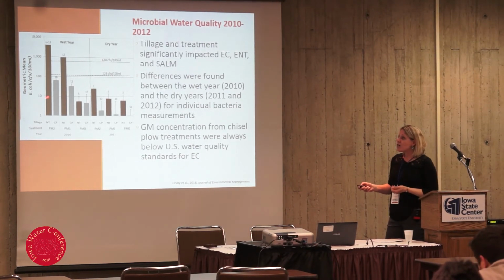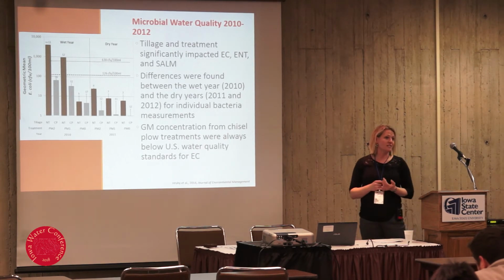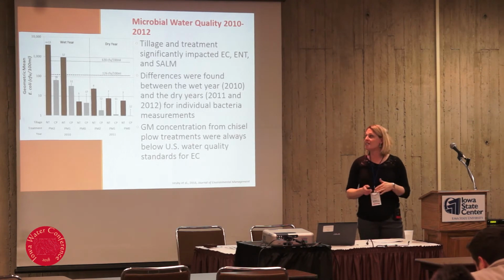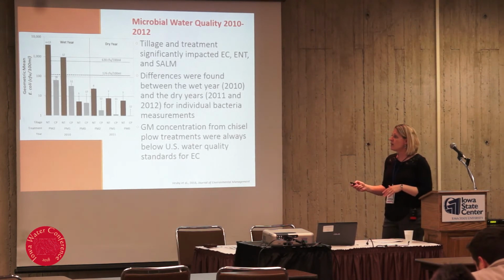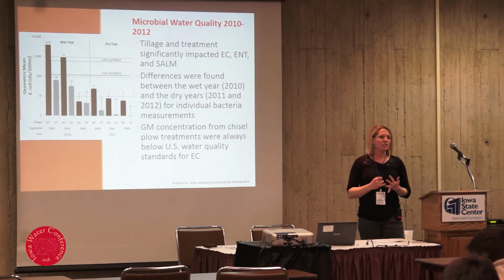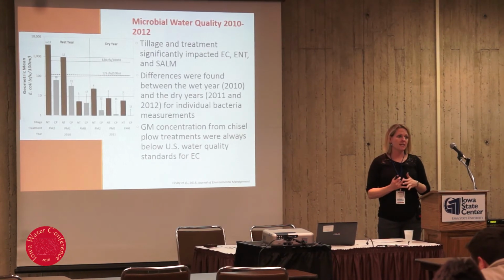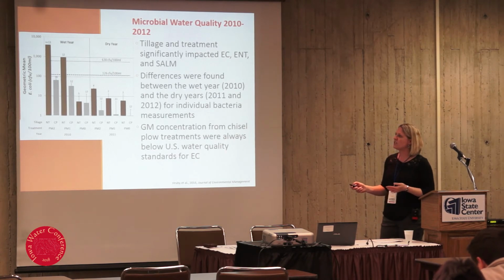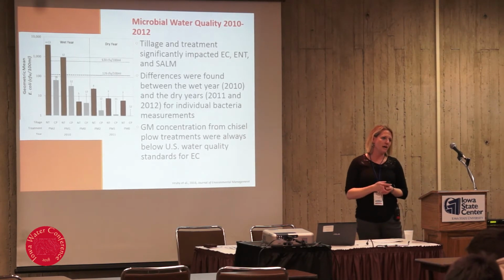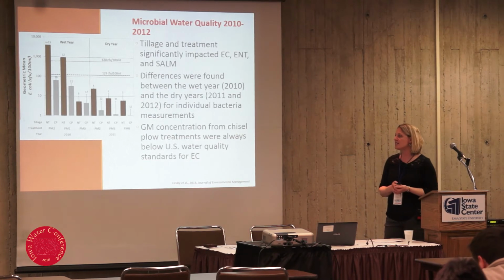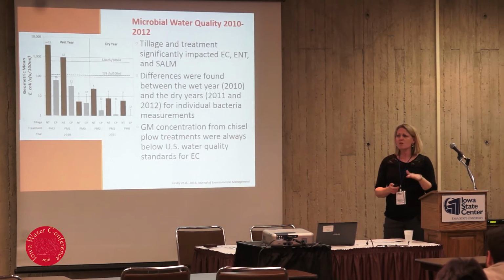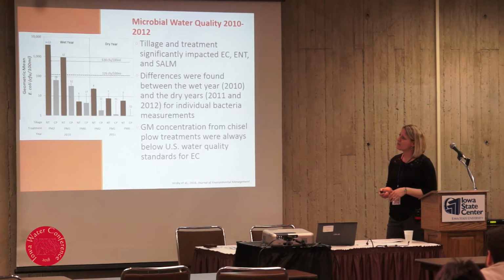The black bars are our no-till plots, and the gray bars are the chisel plow. So you can see that losses were reduced by tillage. Another thing that we like to point out here is that for the primary contact recreation and secondary contact recreation, those concentrations were not exceeded for the chisel plow plots. They were exceeded for a few conditions during the wet year from the no-till plots, but from the chisel plow plots, we just didn't see a whole lot of movement into the tile drainage system.